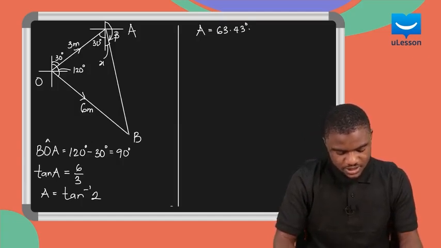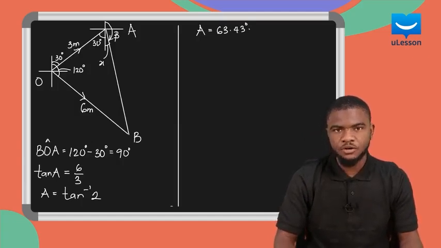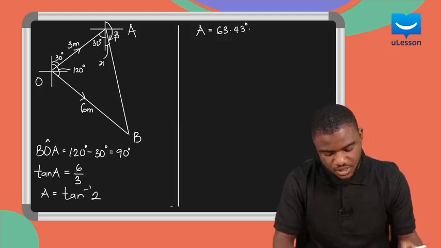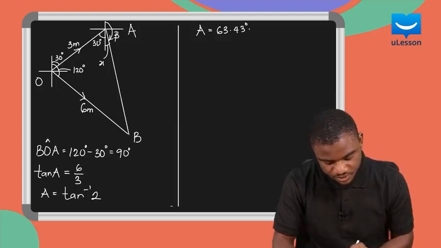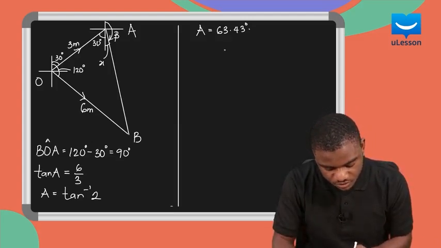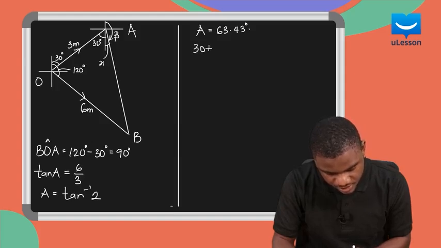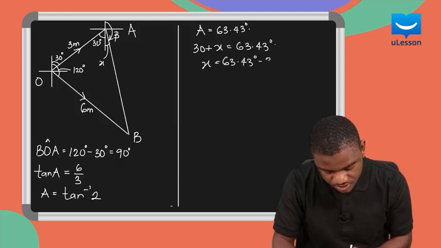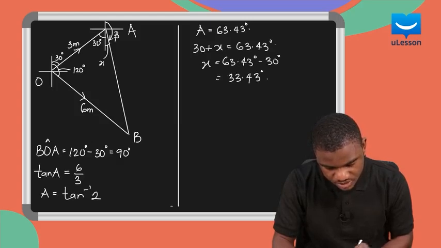We can see that angle A is made up of the 30 degrees angle and the angle labeled X. Now to get the unknown value of X, 30 plus X is equal to 63.43 degrees, and therefore X is equal to 63.43 degrees minus 30 degrees, which is equal to 33.43 degrees.